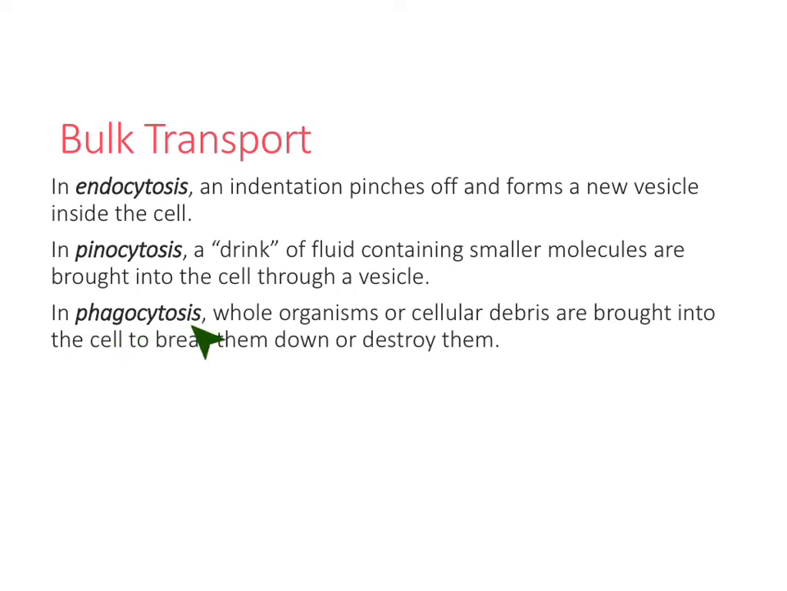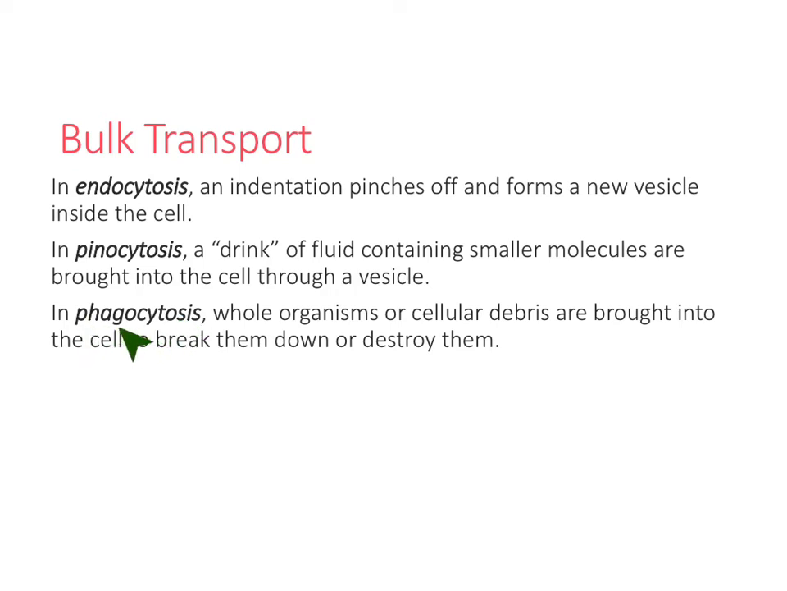And then there's phagocytosis, and only certain specific cells do this, namely a cell like an amoeba or a cell like a white blood cell. Some kinds of white blood cells do this. This is where whole organisms, like a small bacteria or something, or cellular debris, dead cells, parts of dead cells, are brought into the cell, and the purpose is to break them down or destroy them. So white blood cells will take in whole bacteria and destroy them through this process, and this is called phagocytosis.